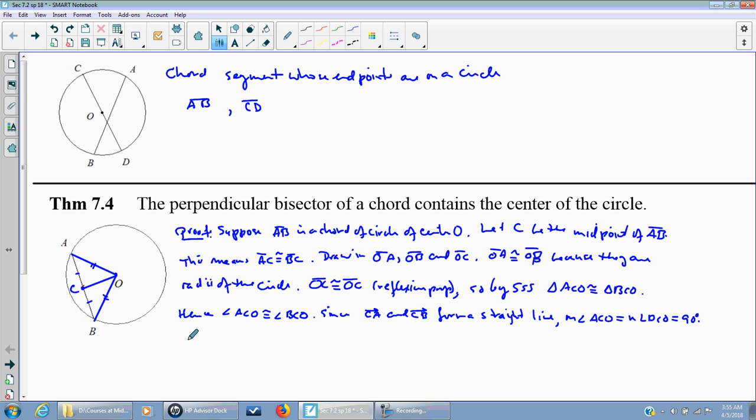Well, I think this does it, right? So CO is the perpendicular bisector. Let me change that. Back up a little bit here. I want to look at the line CO, not just the segment.